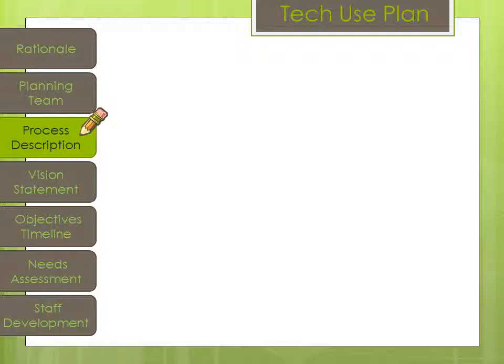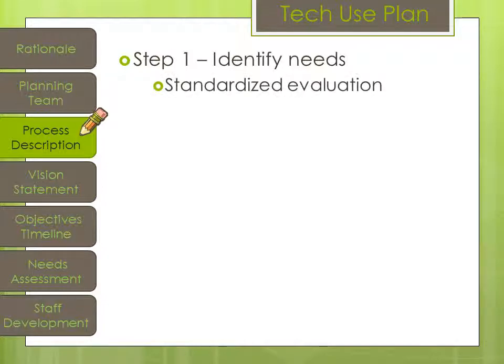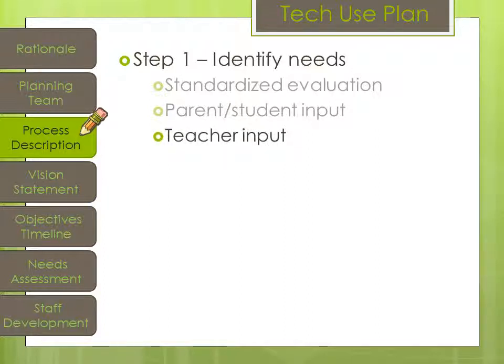The next topic is our process description, and this comes in 3 steps. Now, step 1 is really to identify our needs and what we're trying to do. Now, this is going to be achieved by, 1, standardized testing, evaluation that we normally do to see where our needs are being met or not being met within the school. But it'll also come from parent and student input to see what they need and what they see for a vision for a technology use plan. And of course also teacher input and what they think they are able to do and have a vision for.